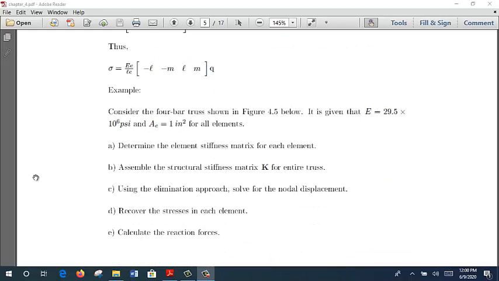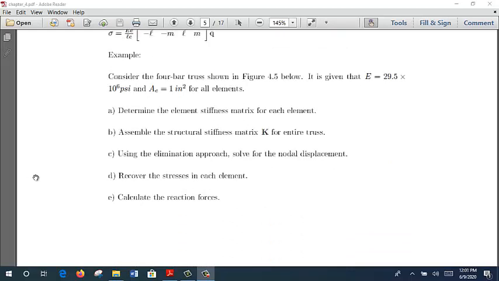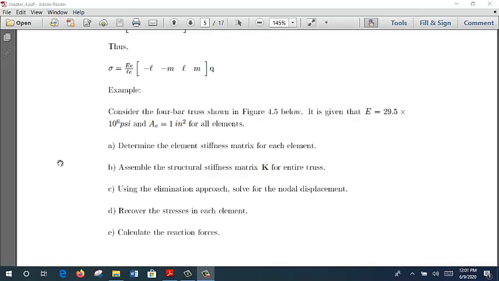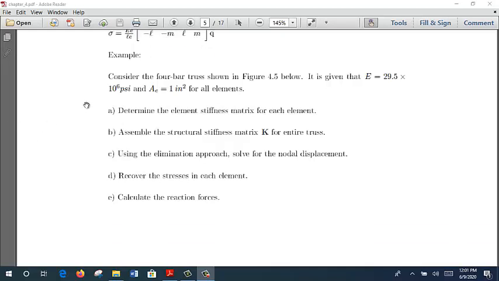Now we want to go to the example of that. So that's the only lesson for trusses. I think you must try the example. We will go through the example together.